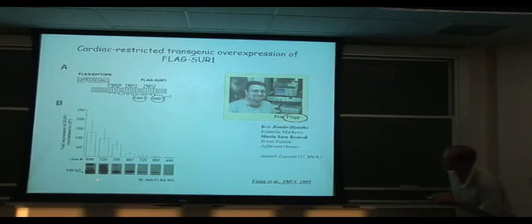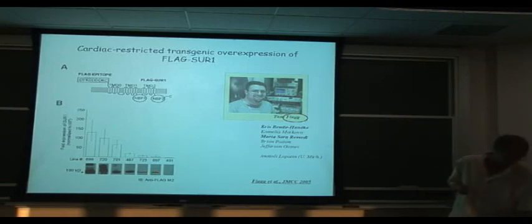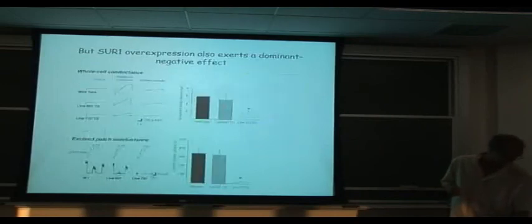I want you to concentrate on two lines: the 720 line, where we have massive overexpression of the protein, and the 697 line, which actually gives very little overexpression by RNA and relatively little protein by anti-FLAG Western. I'm going to show what happens with those two lines.